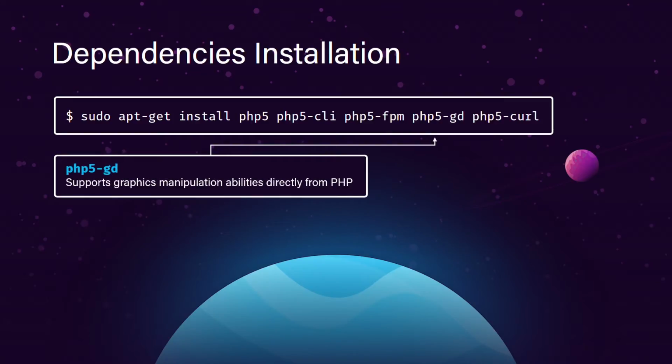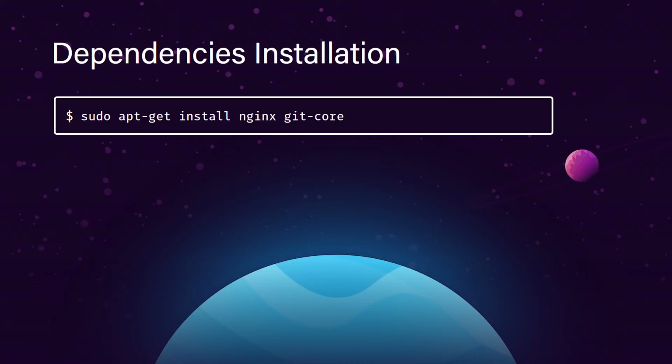And then we have PHP GD, which is a graphic manipulation library, which allows us to manipulate graphics and images directly from PHP. And finally, we have PHP curl. PHP curl allows us to download files with a variety of different protocols from a variety of servers.